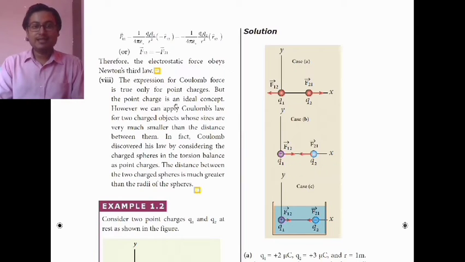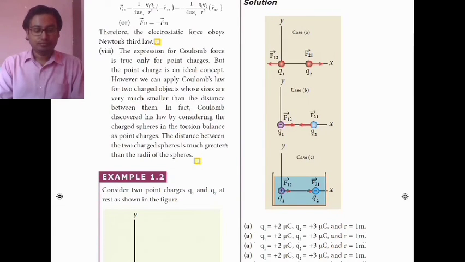But the point charge is an ideal concept. We never have a point charge. However, we can apply Coulomb's law for two charged objects whose size is very much smaller than the distance between them. In fact, Coulomb discovered his law by considering the charged spheres in the torsion balance as point charges, and the distance between the two charged spheres is much greater than the radii of the spheres. So even if suppose we have a bigger object, then we can consider those objects as point charges, keeping in mind that the distance between those charges must be far bigger than their own size and shape. In that situation we will be able to apply Coulomb's law.